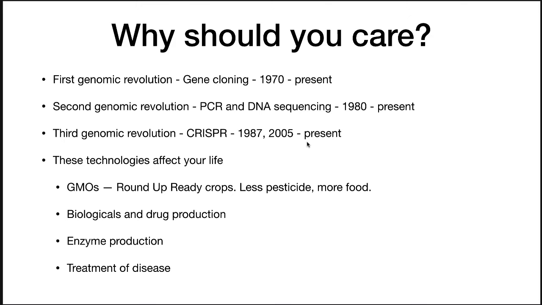These technologies affect your life. One of the major ways it does is in genetically modified organisms. And one of the main instances of this is Roundup Ready crops. These crops have taken over American agriculture. They actually have some benefits because if you use a Roundup Ready crop, it is resistant to a pesticide that will kill most other plants. Because of that, you don't have to apply as much pesticide, and you can grow more food in an area. There are some downsides to Roundup Ready crops that you can find out if you read on the internet, and I think those are legitimate concerns, some of them.